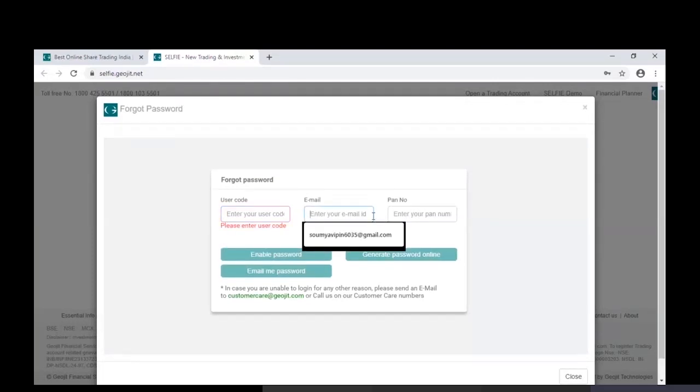When you click on generate password online, an OTP will be sent to your registered mobile number. So please ensure that you have updated your phone number with us, so that the OTP will be shared with you, and instantly you can reset your password and log in. It's a matter of hardly 40 seconds, or a maximum of 1 minute, to regenerate the password. So this is the way by which those who have not yet received the password can generate it.